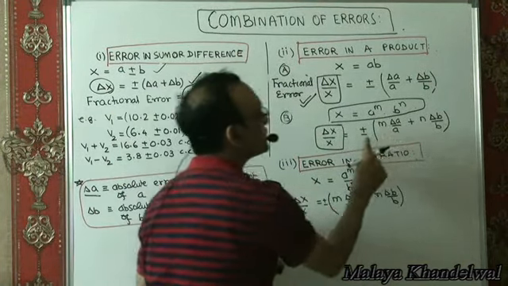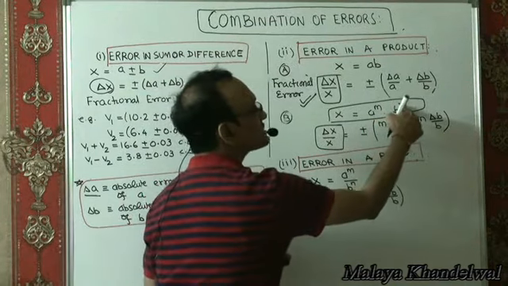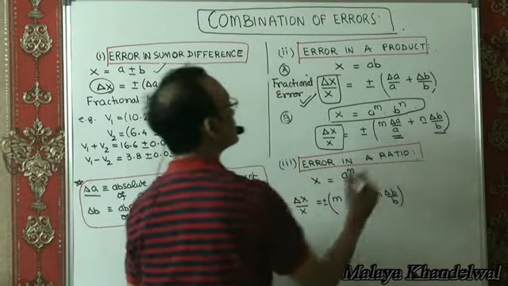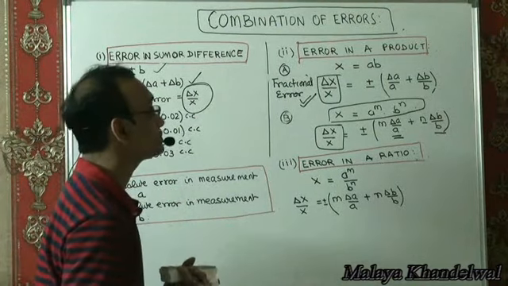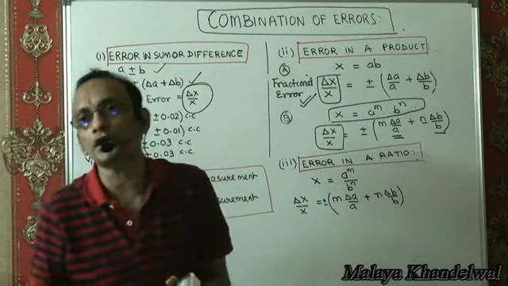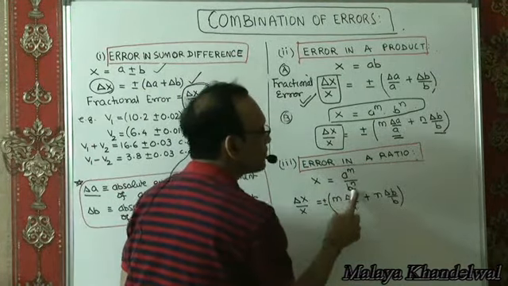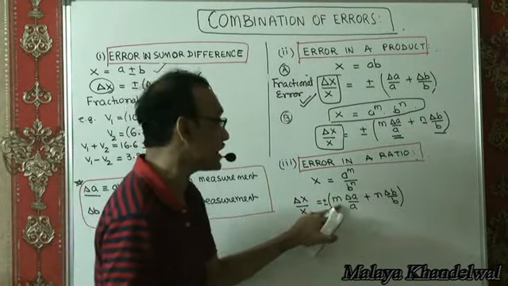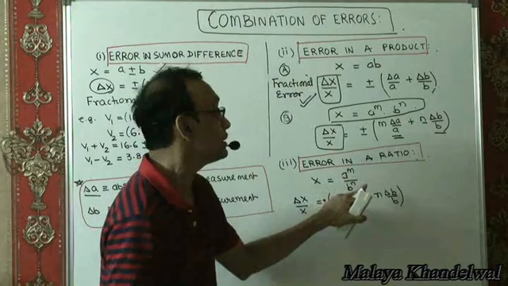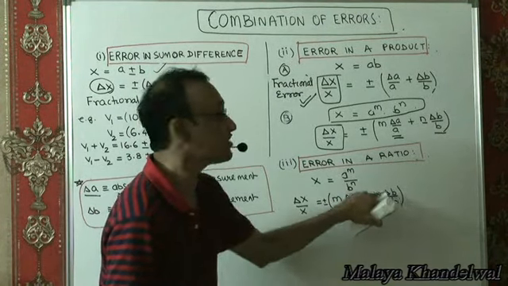given that X is going to be this, is going to be m times fractional error in A plus n times fractional error in B. That's going to be the fractional error in X in a product. And whatever holds good for a product also holds good for a ratio. That means if I have X is A power m by B power n, then the fractional error in X is going to be m times fractional error in A, delta A by A, plus n times fractional error in B.